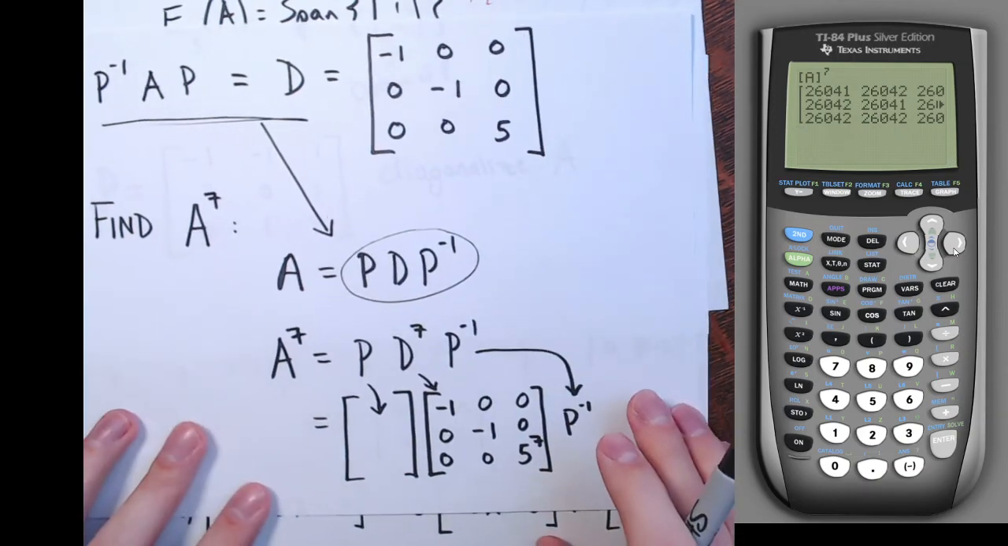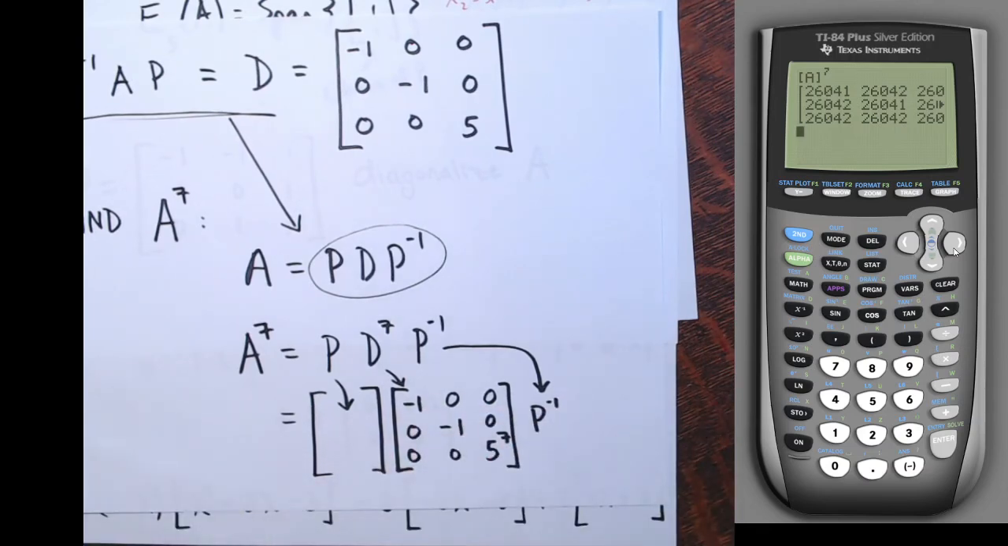Alright, so again, I'll do this on the calculator and show you that these are the same. So P was matrix B on my calculator, right? So I'm going to take matrix B times matrix D, the diagonal matrix, raised to the 7th, times P inverse, so B inverse on my calculator. And I'm getting the exact same matrix that I got before when I raised just A to the 7th.